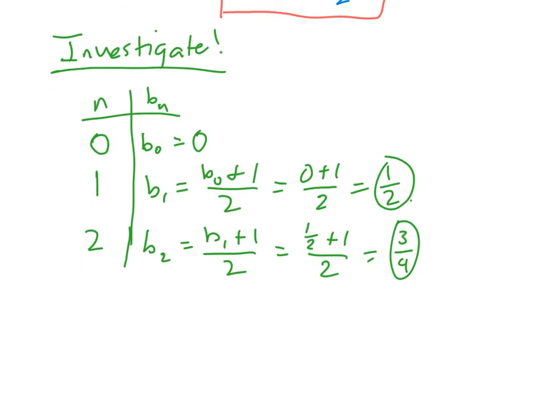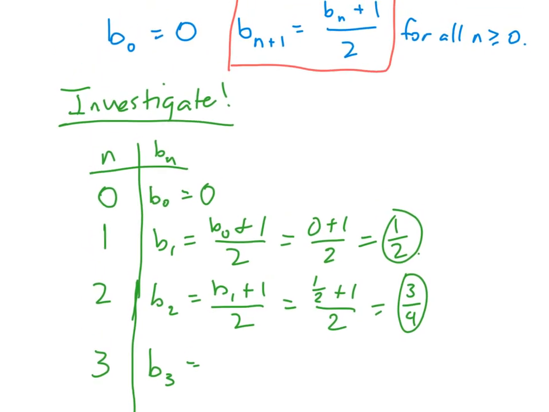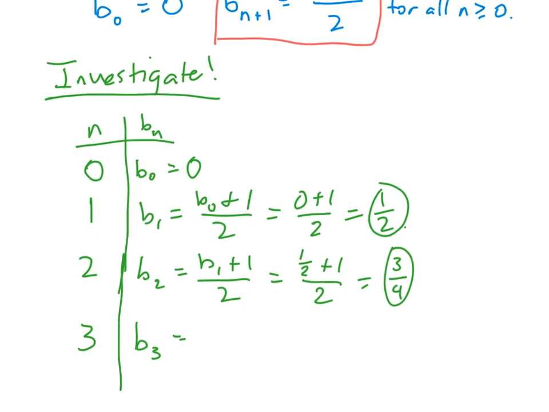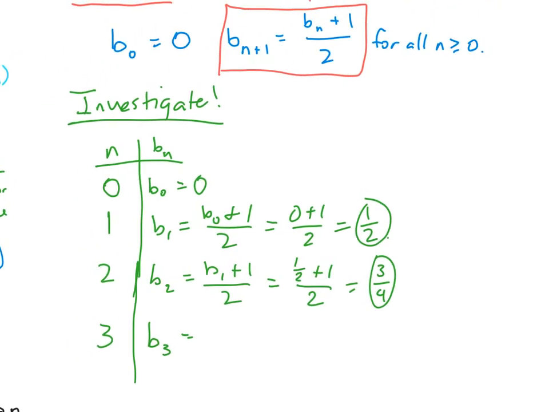We'll see. If n is 3, then b sub 3 is going to be, what? Let's see. According to that recursive definition up there, let me just show that one more time. All right, see that? Just zoom out a bit so we can see all that at once. There we go.